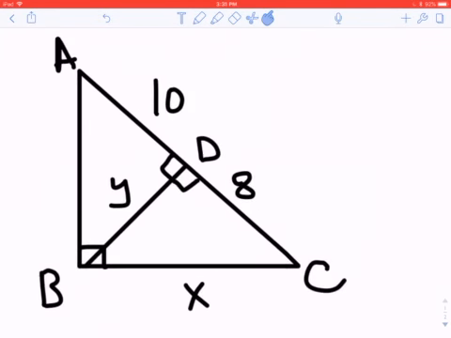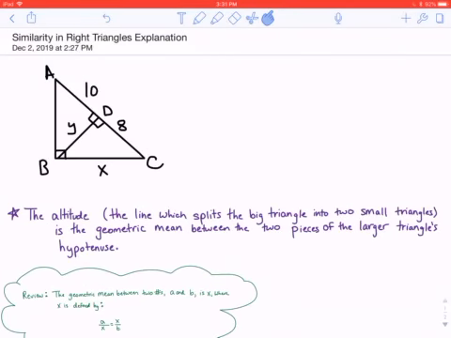So we have our big triangle, ABC, which is similar to this tiny triangle, ABD, which is also similar to this triangle, DBC. Now one thing you can use to figure out how to set up your proportions in order to solve for x and y is this idea of the altitude. I have written out here that the altitude is the geometric mean between the two pieces of the larger triangle's hypotenuse.